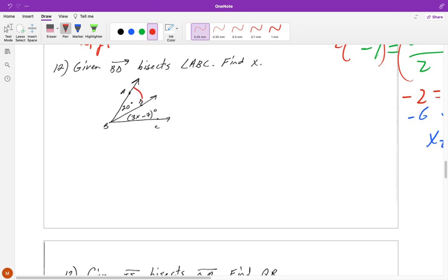All right, so if something is bisected, we know that they're equal. So in this case, I can set them equal to each other.